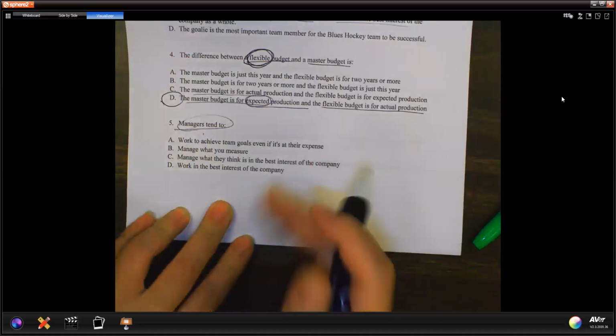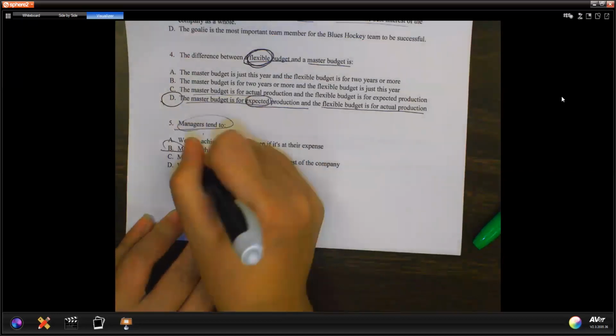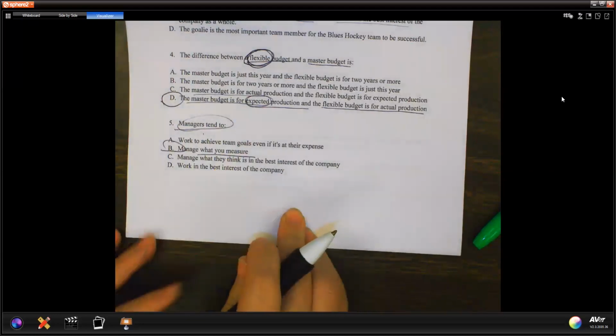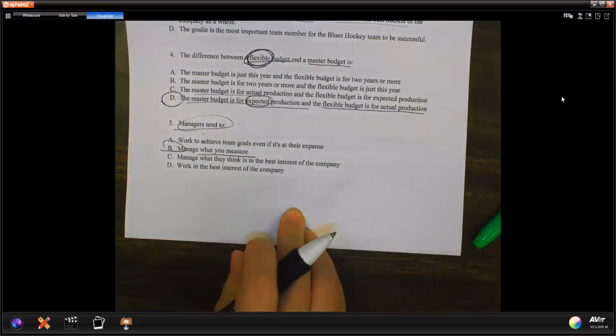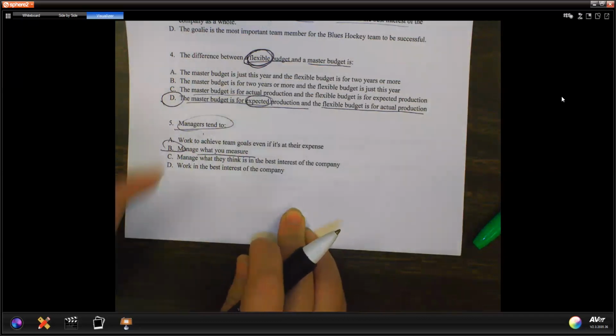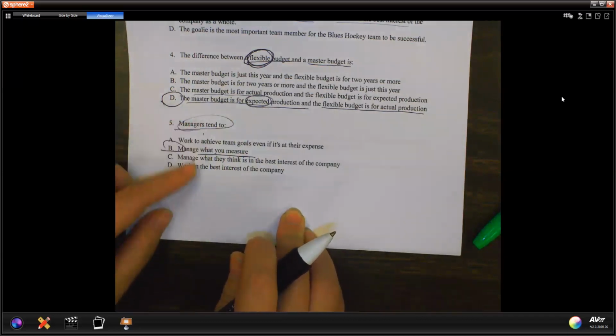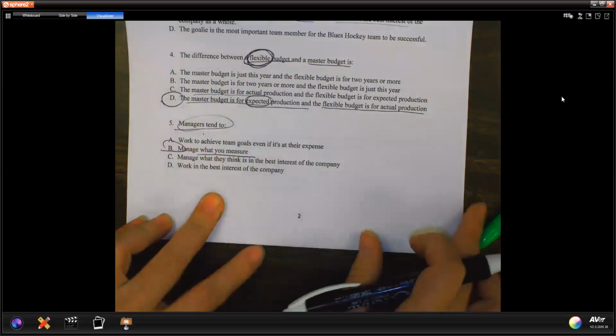Managers tend to manage what they will be measured on, right? If you are measured on exam points, then you will try to get more points in the exam. If you are measured by the assignments, you will try your best to get more points on your assignments. So the same with managers, they will manage what they will be measured on.